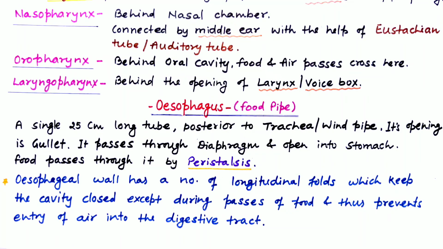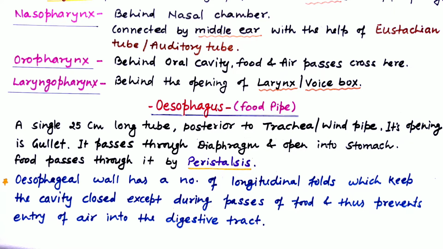When we discuss about food pipe or esophagus, their walls are carrying a number of longitudinal folds, and these walls keep the esophageal cavity or lumen closed when there is no passage of water or food, or we can say when there is no swallowing or deglutition of food inside the esophagus. At that time, this prevents the entry of air that comes through nasal chamber inside the esophagus or digestive tract. So when there is breathing, at that time food pipe or esophagus is closed, only windpipe or trachea is open. That's why breathing occurs.